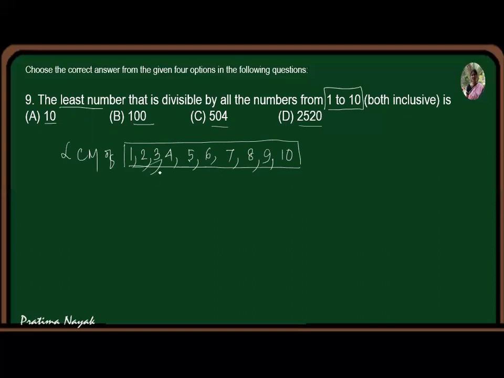1, 2, 3, the LCM is 6. 6 and 4, LCM is 12. 12 into 5, LCM is 60. 6, LCM is still 60. 60 into 7, 420. 420 into 8, 840. 840 into 9, this will be the answer. 10 is already there. So the LCM will be 2520.